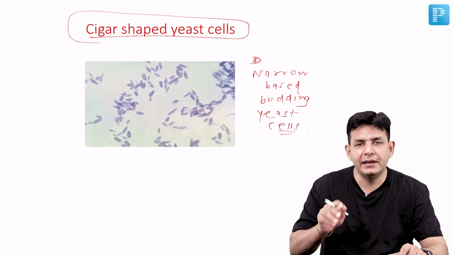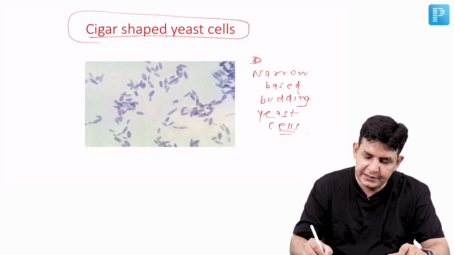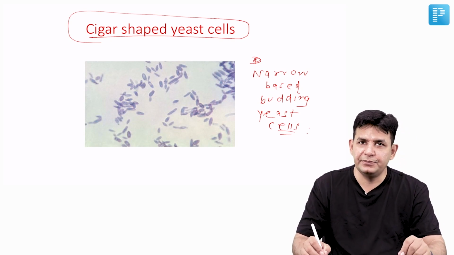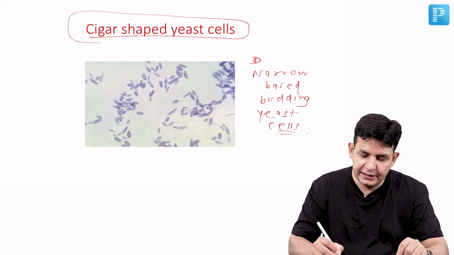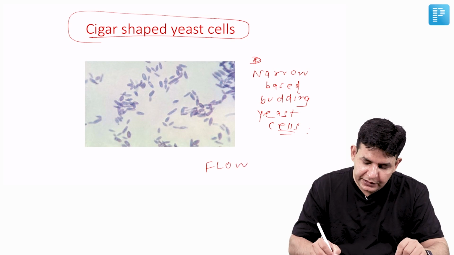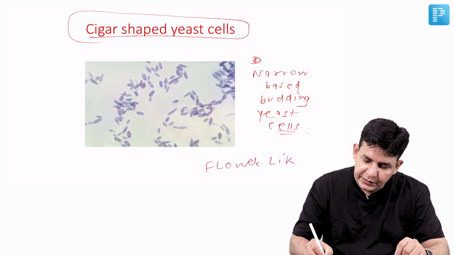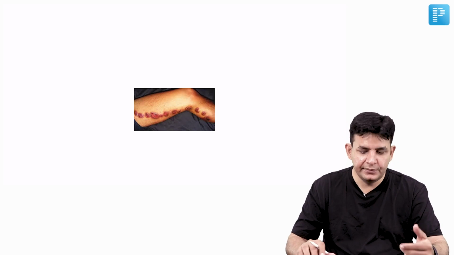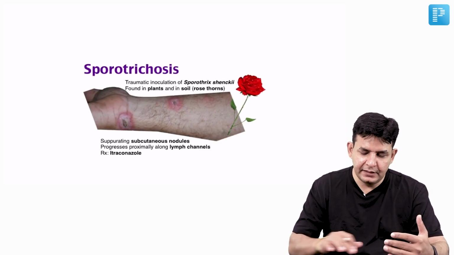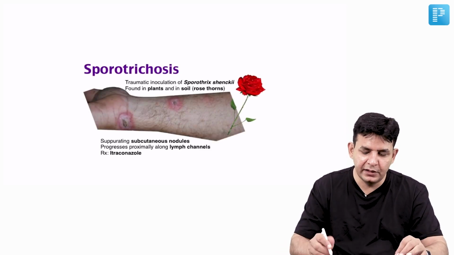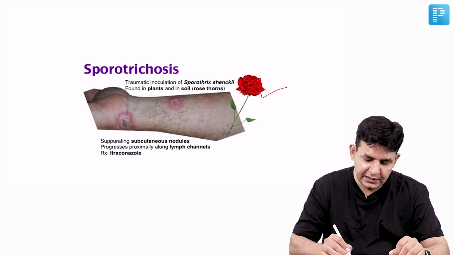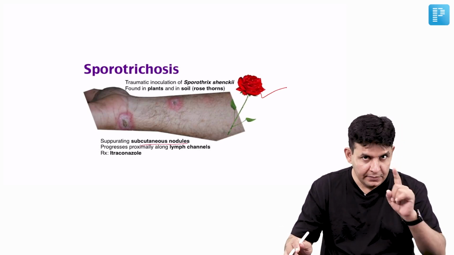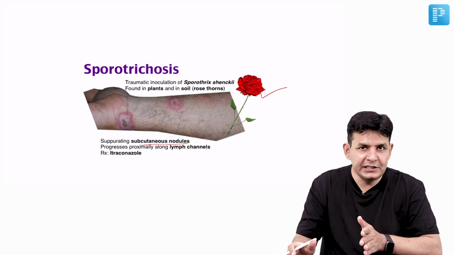Along with that, what you need to focus upon is the flower-like sporulation. Okay, that is the mold form, the flower-like sporulation. So all this you can find in the exam as a question. Okay, so you need to focus upon all these points. This picture can also be there in the exam, and as a whole, this is rose gardener's disease, a subcutaneous disease mainly, but later on can change to deep mycosis.